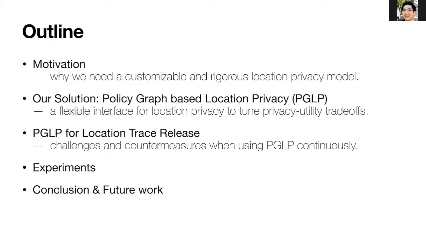This is the outline of my talk. First, I will give you some basic idea of our motivation, why we need a customizable and rigorous location privacy model. And present our solution, policy graph-based location privacy, short for PGLP. This model provides a flexible interface for location privacy to tune privacy-utility trade-offs. And also, we proposed a framework to release location traces using PGLP. There are some challenges and countermeasures I will talk about. And then I will show you the experimental results and conclude the talk with some future work.